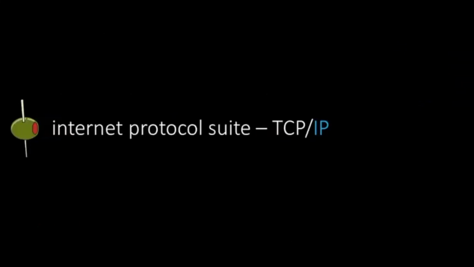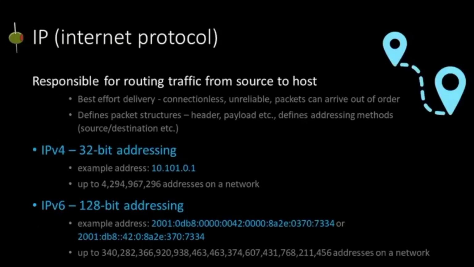So the first part that we're going to discuss is the Internet Protocol Suite. The Internet Protocol, as a set of rules, is responsible for routing traffic through a network, so getting stuff from source to destination. You've probably seen several iterations. Internet Protocol version 4 uses 32-bit addressing, and you can see that example address, right? Hopefully we're all fairly familiar with this IP address, 10.101.0.1. On a single local area network, that gives you over 4 billion different addresses. So that's a lot of space.